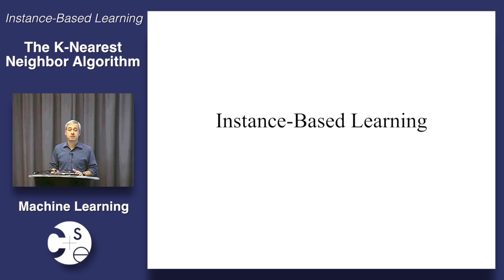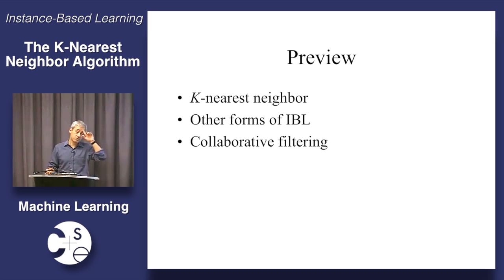Today we're going to talk about instance-based learning. Instance-based learning is just about the simplest kind of machine learning there is. It comes in a number of different flavors. The first one we're going to look at is probably, you could consider it, the oldest machine learning algorithm and certainly the simplest. It's the famous k-nearest neighbor algorithm.